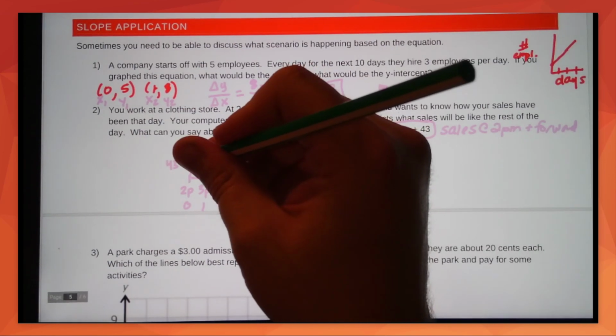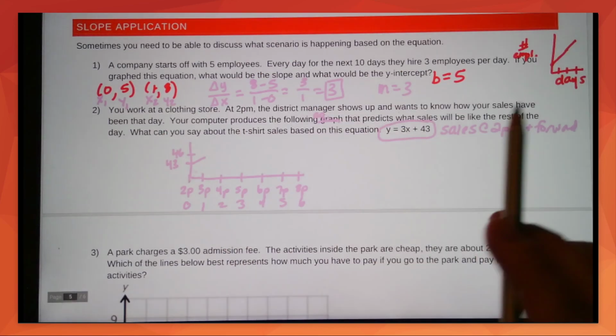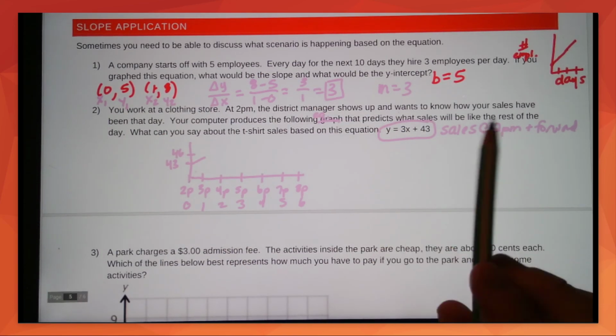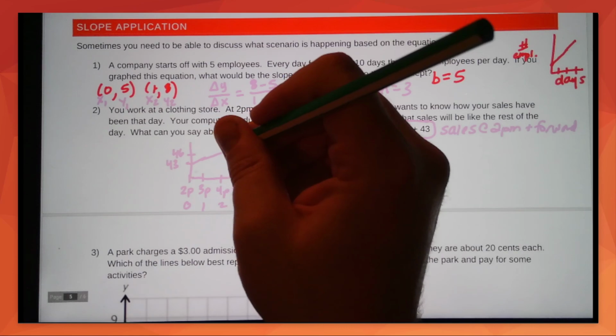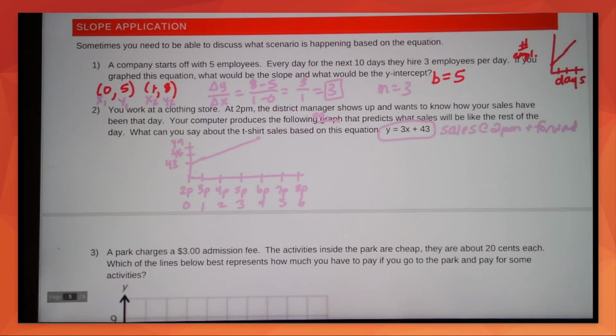Every hour that goes on from there, we have gone up by 3. So this is 46. I know this because the slope is 3. And up, and up, and up. Okay, 49, and so on and so on. So the question is, what can you say about the t-shirt sales based on this equation?